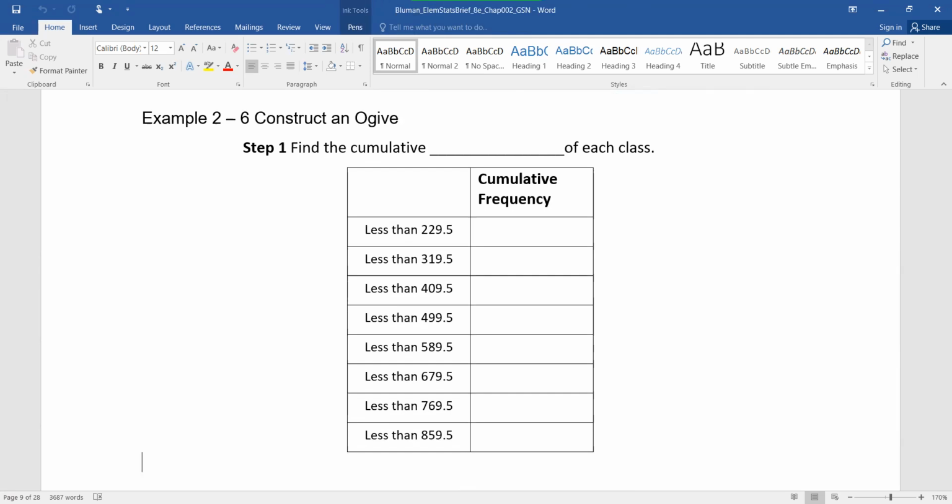All right, so let's do this last one. Constructing an Ogive, which again is a cumulative frequency distribution. So our line graph should now be increasing. Step 1, find the cumulative frequency of each class, which we already did. So we're just going to fill it in. So this was 11, 16, 20, 24, 28, 28, 29, and 30.